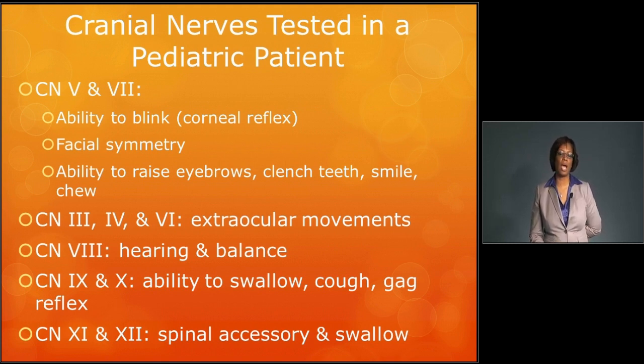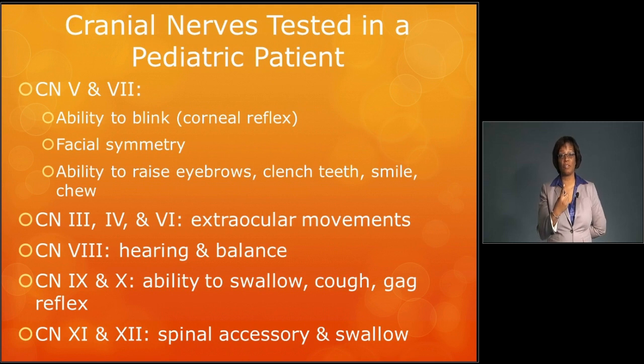Now, when checking for extraocular movements, I believe one of the best ways to do it with children is without them even knowing that you're doing it. So this could be a situation where you're checking cranial nerve 3, 4, and 6. And again, you're looking for extraocular movements. If they can follow your finger each direction, and also, if they can abduct as well.